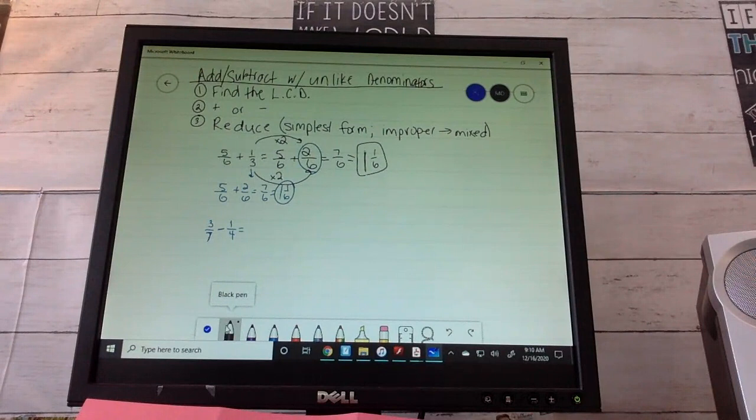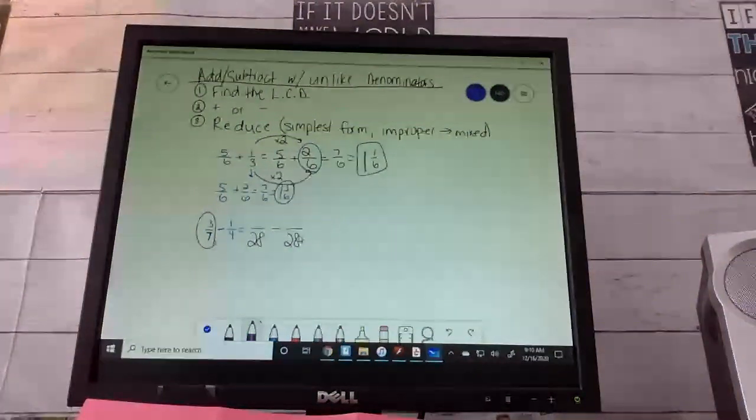LCD. Do you know the LCD for 7 and 4? Here's a hint. 7 is a prime number. If one of the denominators is prime, you're probably going to have to multiply them together. 28. So we now know that we have to change 3/7 into something over 28. Are you okay with that? Both of these fractions have to change to something over 28.